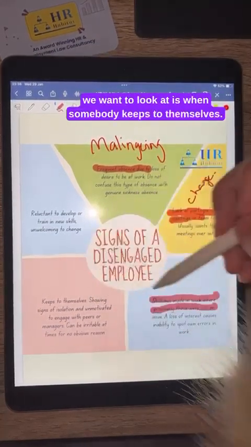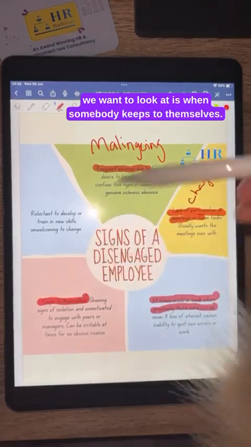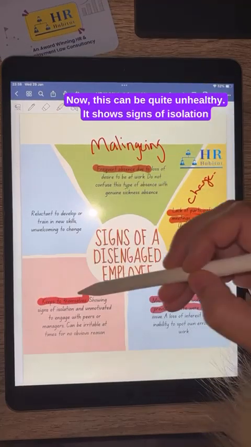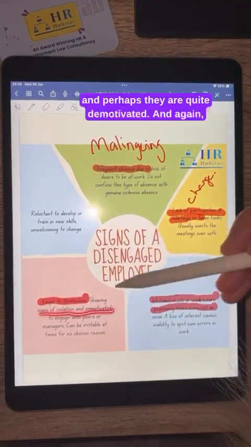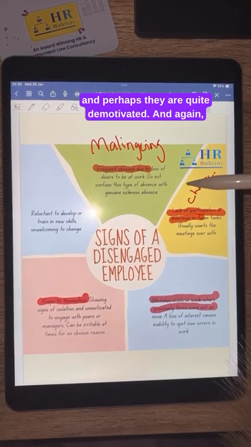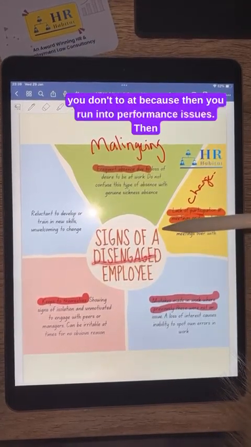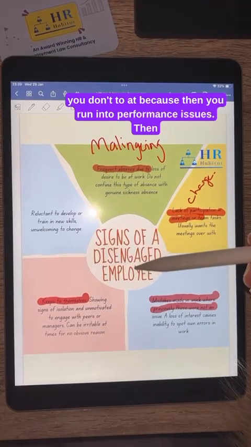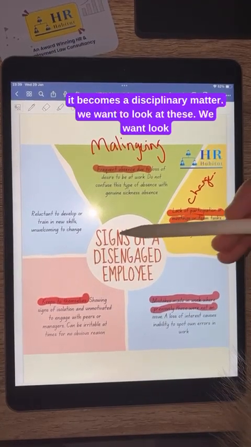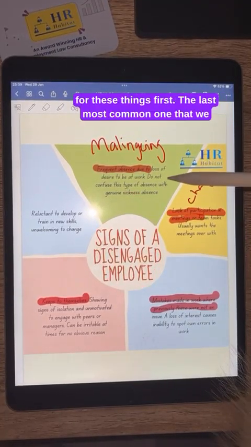The next one we want to look at is when somebody keeps to themselves. Now, this can be quite unhealthy. It shows signs of isolation and perhaps they are quite demotivated. And again, this can completely disengage your employees, and this is the stage that you don't want to be at, because then you run into performance issues. Then it becomes a disciplinary matter. So we want to look at these. We want to look for these things first.